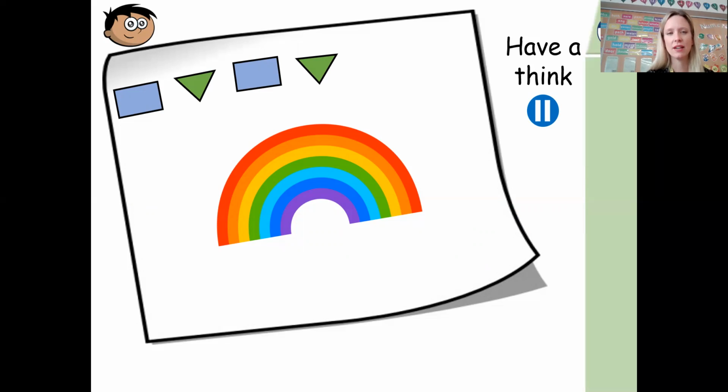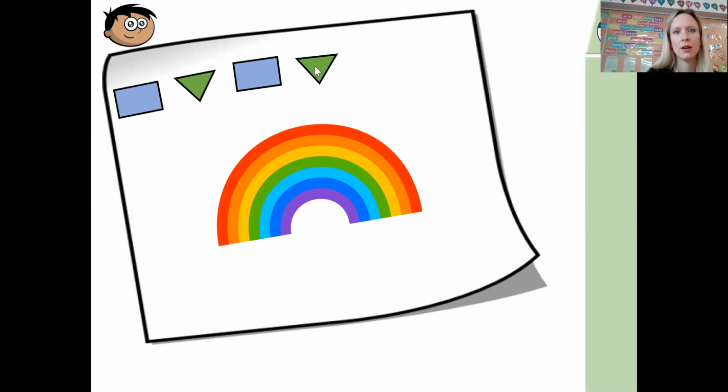Pause me for a minute and have a think. What's going to come next in Amir's pattern? Maybe if you say the shapes out loud, that will help you to work out your answer. Did you do it? Is it going to be an orange circle? Is it going to be a star? Let's say it out together then. Blue rectangle, green triangle. Blue rectangle, green triangle. Blue rectangle, green triangle. Is that what you thought at home? Well done. Brilliant. That was easy, wasn't it?